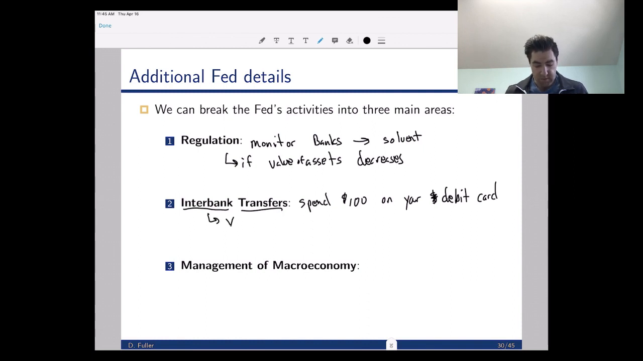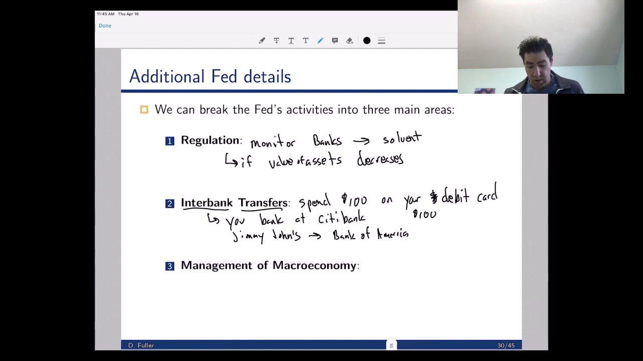So let's just say you bank at Citibank, and let's say that you go to Jimmy John's and they bank at Bank of America. So Jimmy John's has a checking account at Bank of America. You have a checking account at Citibank. When you spend $100, the Federal Reserve is going to take $100 out of the reserves that Citibank keeps at the Fed. So remember, go back.